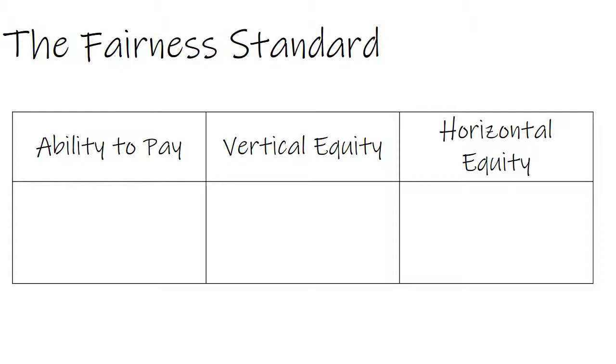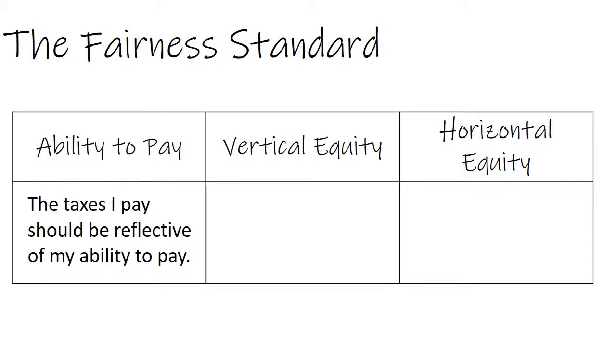So by fairness, the tax code makes 3 assumptions. First is a tax should be fair based upon one's ability to pay, meaning that the taxes I pay should be reflective of my ability to pay, or the degree of economic resources within my control.